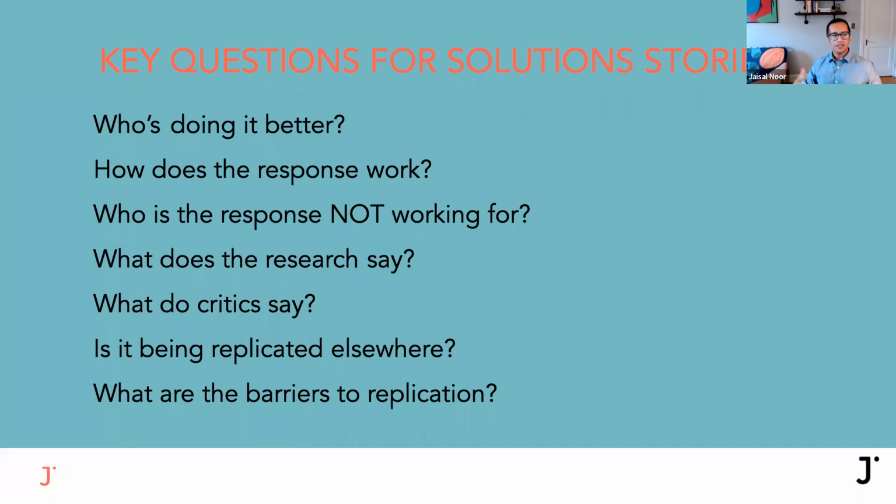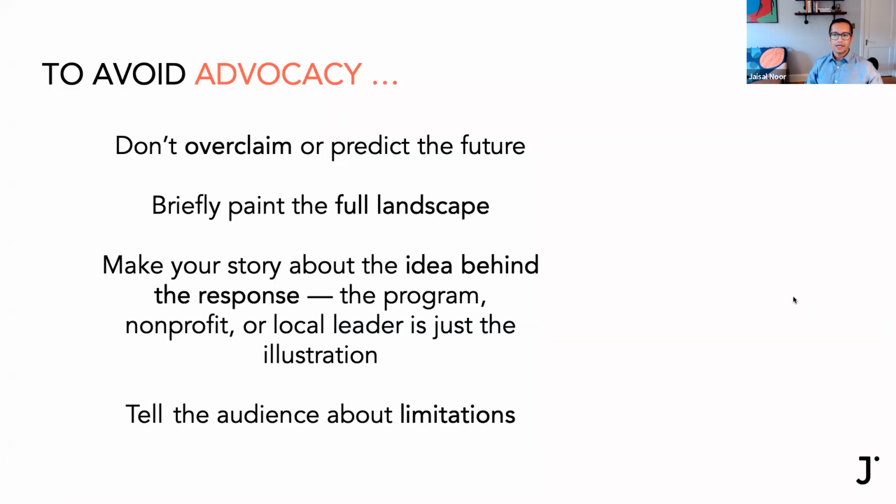Every community is unique. Every community has unique challenges. What might work in one form in one city won't necessarily work in the same way. There are unique challenges that every community faces or every state faces. Okay. And so these are some tips to avoid advocacy, beyond just talking about limitations. Don't predict the future. You can only report on the evidence you have. You can't predict whether something is going to work or not.